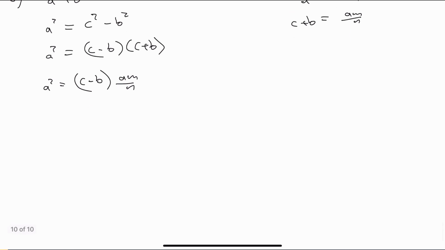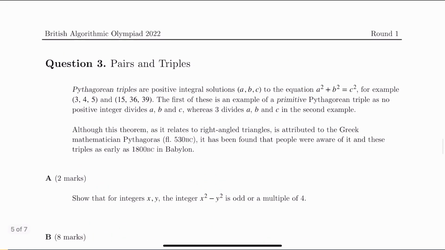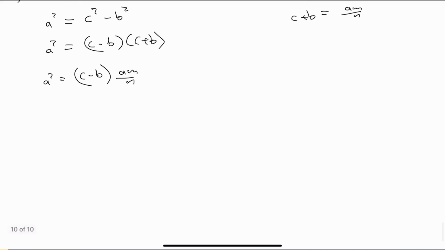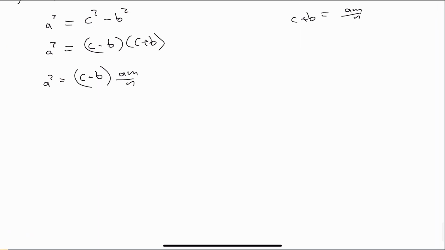Now there is an a over here and this is a squared, so there's an a in common. If we go back to the question, a primitive Pythagorean triple, by definition, consists of positive integral solutions. So a is not going to be 0, and we don't have to worry about that case. So we can just divide by a, and we get a is equal to c minus b times m all over n, where a is not equal to 0.